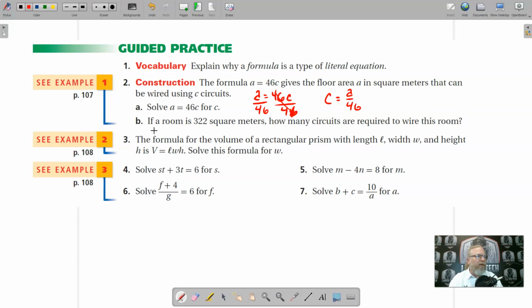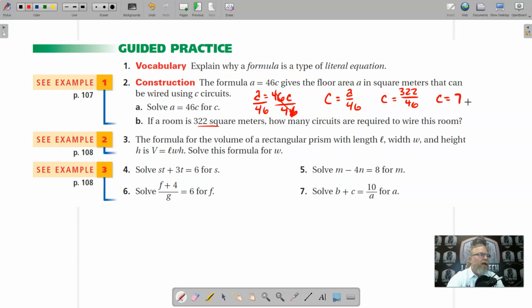Now, if a room is 322 square meters, how many circuits are required for the area in this room? So that's the area, right? Right there. So I just need to do C equals 322 over 46, and therefore C would equal, and I'm going to use my calculator for that one, 322 divided by 46. The number of circuits would be 7.